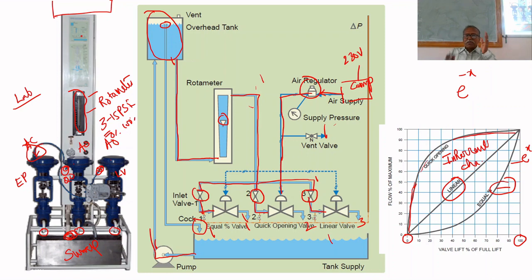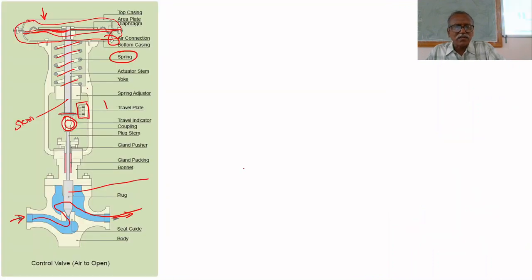Inherent characteristics means that if the pressure drop across the valve is constant, then it will behave like this. The valve is designed in such a way that if the pressure drop across the valve is constant, it behaves like this. But while installing, we cannot expect this type of characteristics. Why? That we will see now.